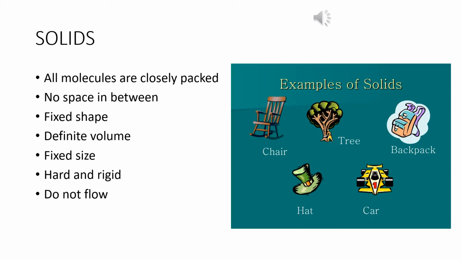Solids also have a fixed shape. They have a definite volume. They also have a fixed size. And they are very hard and rigid. They cannot be moved very easily, and they do not flow from one place to another. They are fixed or rigid at one place. So these are the properties that define solids.